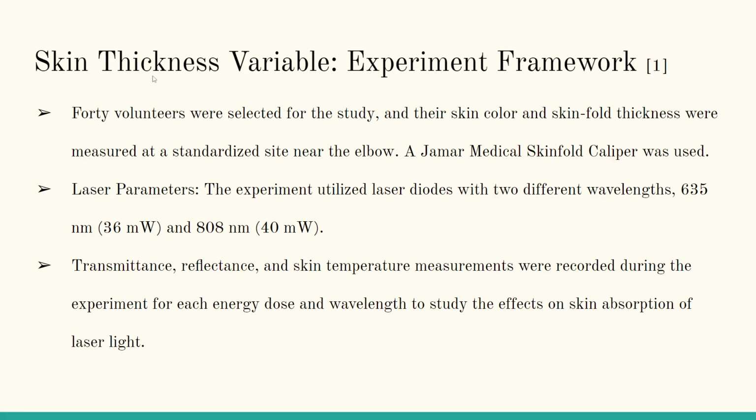And the first study, about the skin thickness variable, had the experiment done with 40 volunteers with two wavelengths, 635 and 805. And the lasers were shot at a site near the elbow. So two variables were measured, transmittance and reflectance, which are the inverse of each other. In our case, we want as much transmittance as possible through the first layer of skin, the epidermis, and that way we can get most of the light in the parts where we have blood, red blood cells, proteins, lipids, and the most interesting molecule for us, which is glucose.